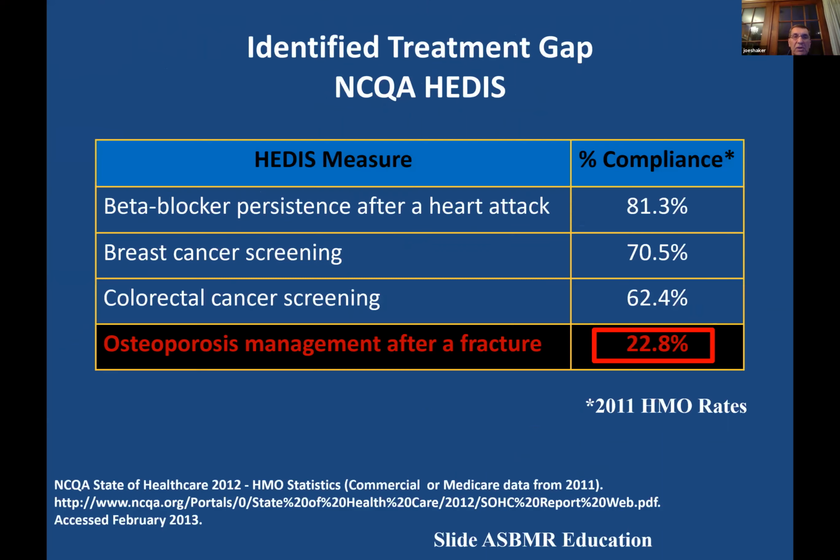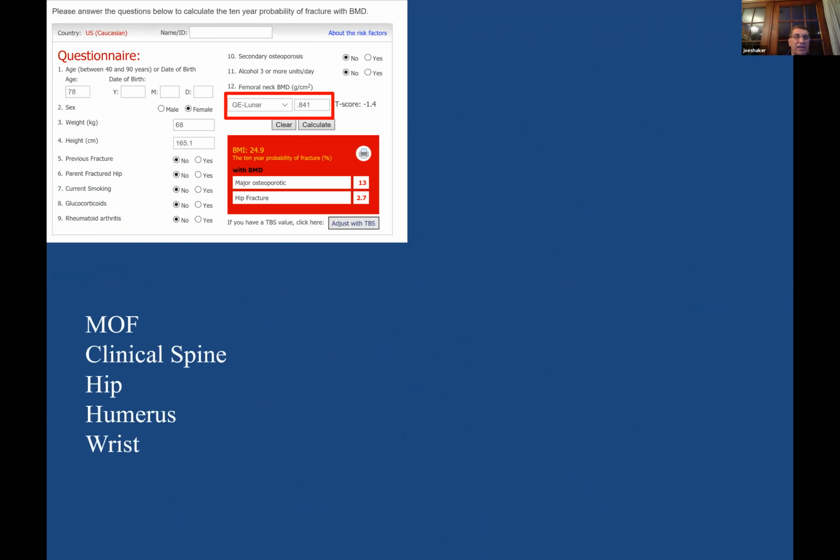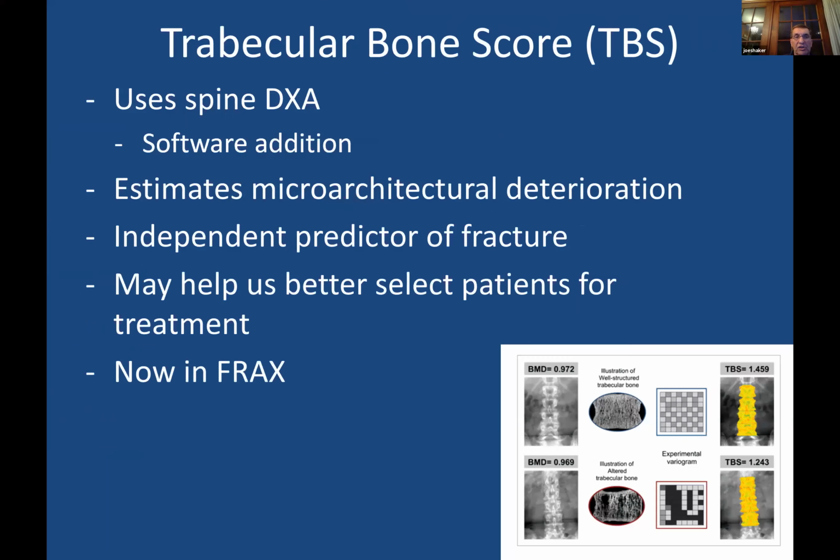So I was here and I was showing you FRAX, and you get these numbers like this. And then when you look at TBS, you get something like this, and it gives you an idea of this trabecular bone strength. If you see two people with the same bone density, but one has a much lower trabecular bone score, it means there's much more heterogeneity in the bone. And that means the trabecular strength is worse.